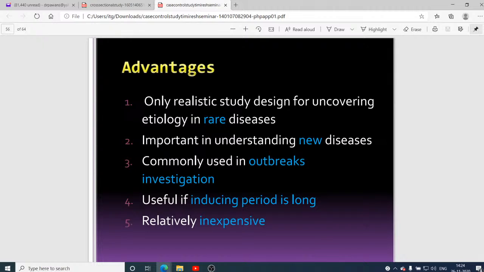Now, in terms of advantages, it is the only realistic study design for uncovering the etiology of rare diseases. It is important in understanding new diseases. It's commonly used in outbreak investigations. It is useful if the inducing period is long, and relatively inexpensive. Okay, so these are the advantages of a case control study.